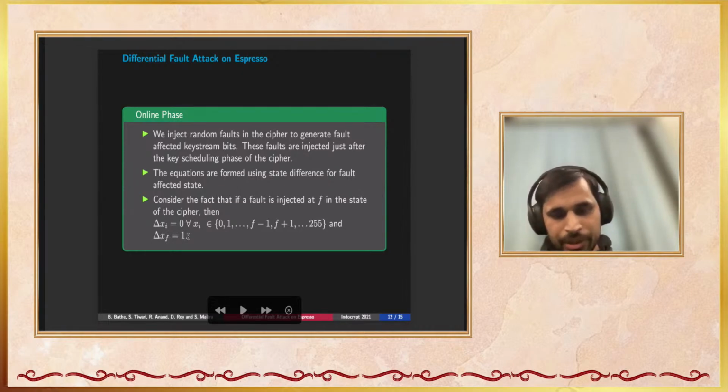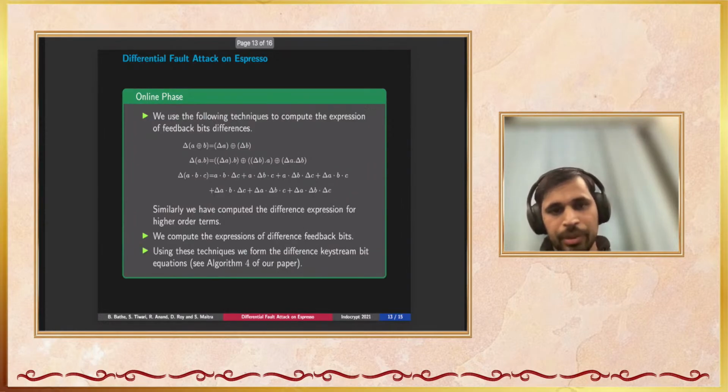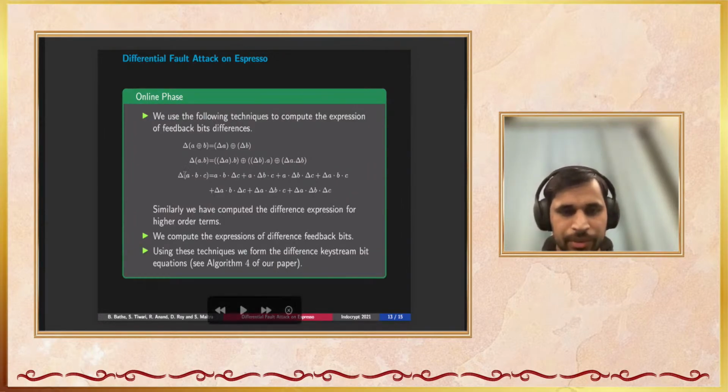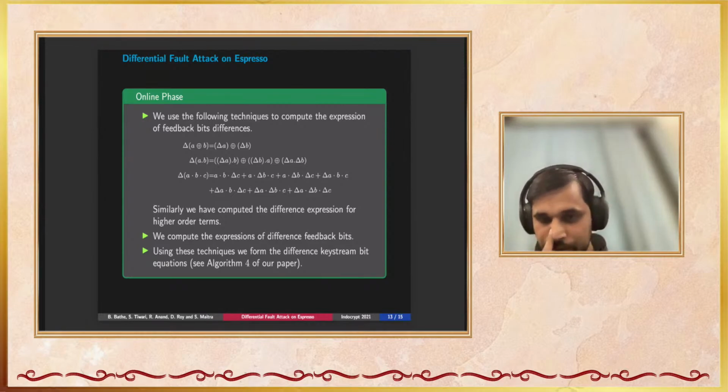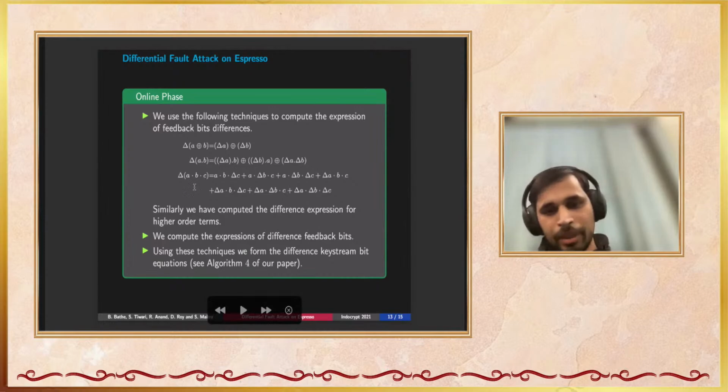So we make equations relating to this, but before that, we need to generate certain equations for the difference of XOR, AND of 2 bits, AND of 3 bits, up to AND of 6 bits, because there is a nonlinear monomial of degree 6. So we compute this difference expression for all higher order terms up to 6 terms.